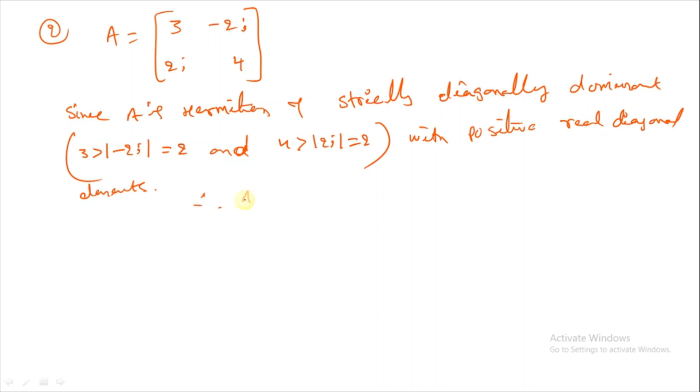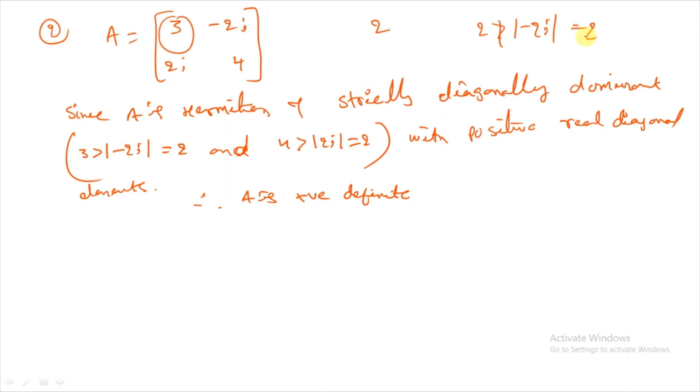Therefore, A is positive definite. Give one of the reasons. It's enough if it's not diagonally dominant, then you go for eigenvalues. Here 2 is there, but the 2 is not greater than the modulus of minus 2i; 2 equals 2. But it's not diagonally dominant. That means this method is not applicable.